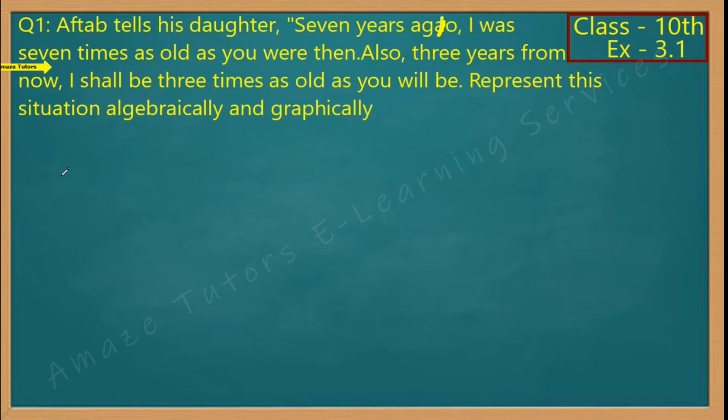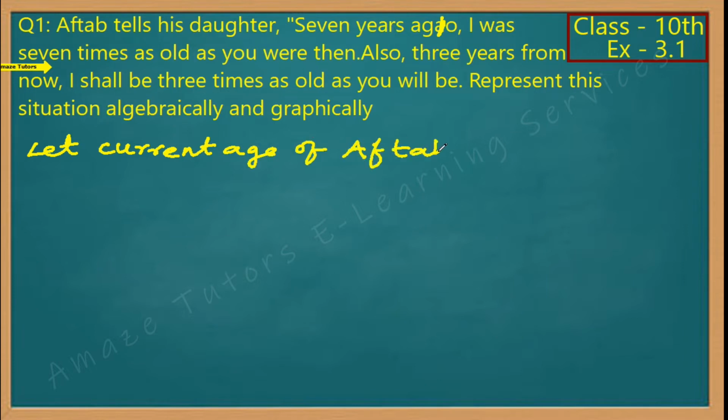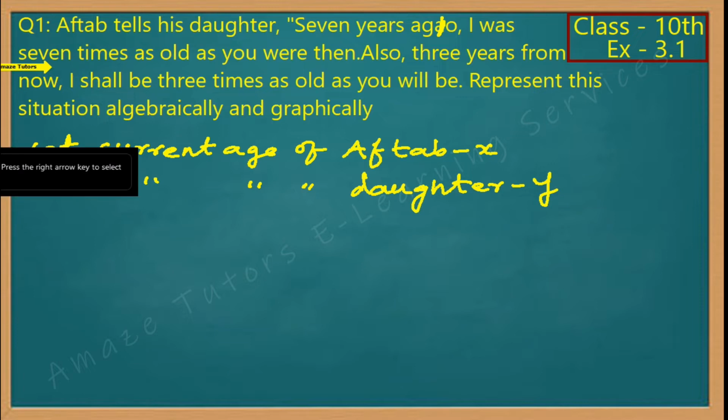It's very easy. We are going to deal with variables. I'm going to take the present age of Aftab as x. Let the current age, or the present age, of Aftab be x, and I'm going to take his daughter's current age as y.